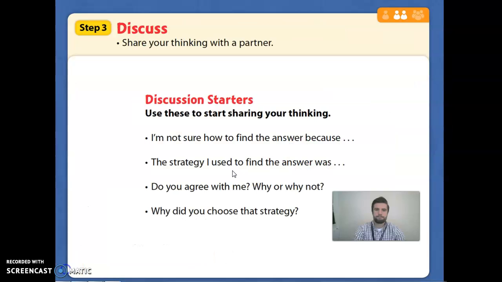So, how'd you do? Were you able to solve the problem? Or were you able to figure out whether it was multiplication or division? Let's check out what I did and how I would solve this problem.